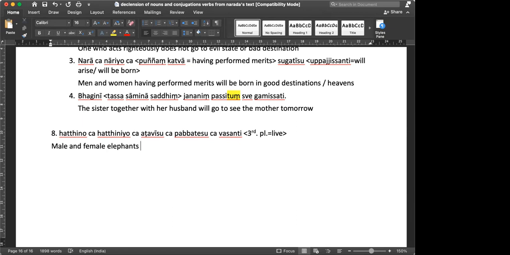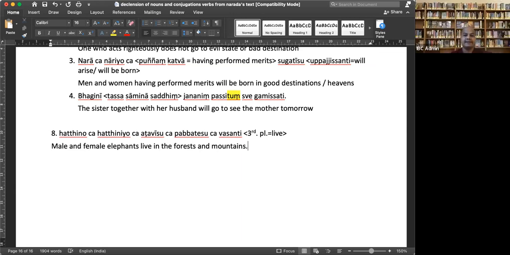Atavisocha, in the forest. Live in the forest and mountains. Hatthinocha, hatthiniocha, atavisocha, pabbatesocha, vasanti. Cha means and.